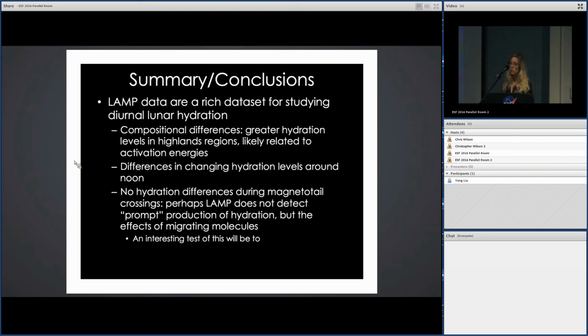Because the swirls should not be immune to migrating OH or H2O molecules, and yet I know that at longer wavelengths, swirls are areas of a lack of hydration. So if LAMP also senses the lack of hydration there, then that tells us something about how much hydration we're measuring is diffusing. Or maybe it could say something about whether LAMP is measuring a different population of hydration than, say, M cubed. So I'll leave it there. Thank you.